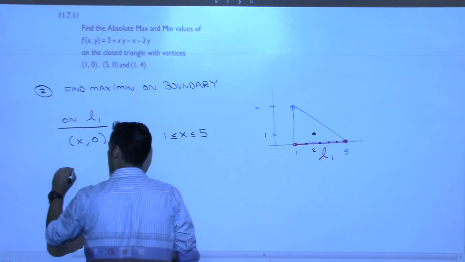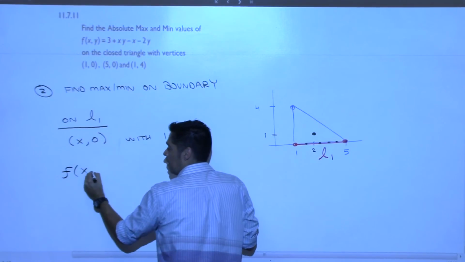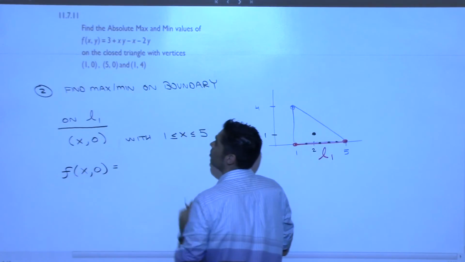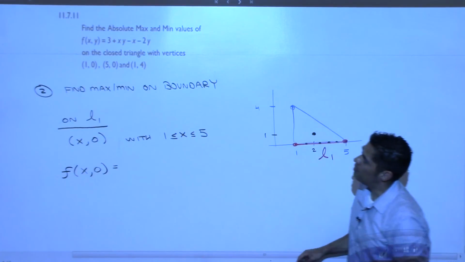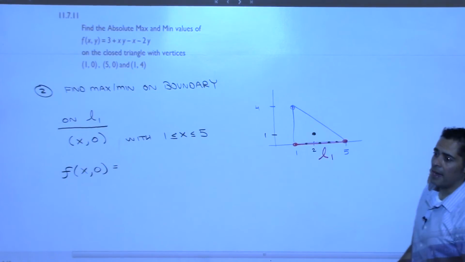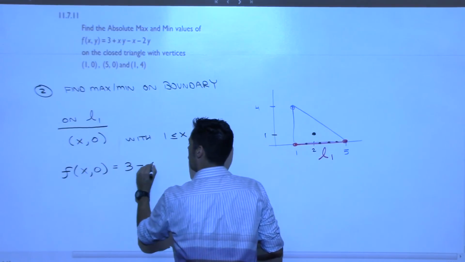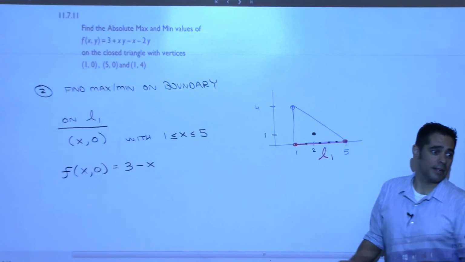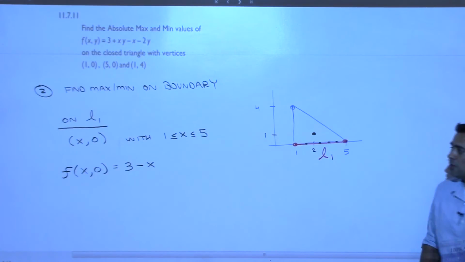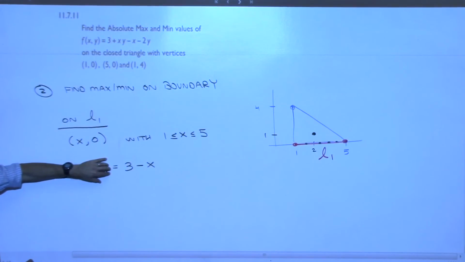Now, let's go ahead and plug these points into our function and see what we get. So what would we get if we plugged in f of x, and instead of y, what can I say about y? It's 0. What do I get if I plug in f of x, 0 into that? So replace all your x's with x's, all your y's with 0. 3 minus x. That's what you would get, right? Now you're really in a Cal 1 problem, because what you can do is you can imagine this is some function of x right there. And you want to find its maximum and minimum value on that closed interval. Understand?